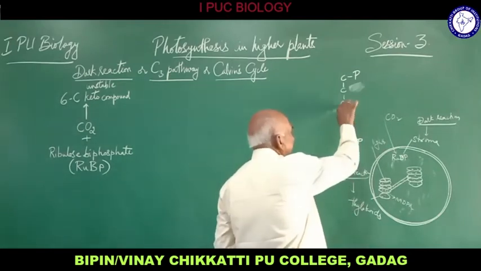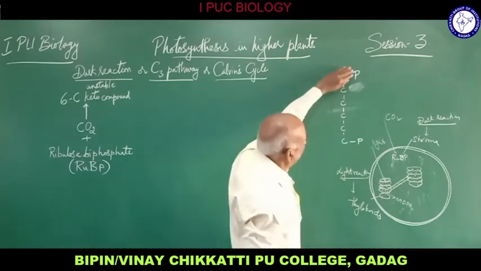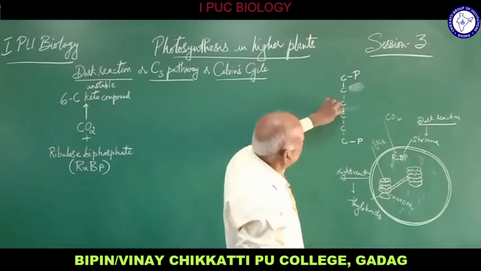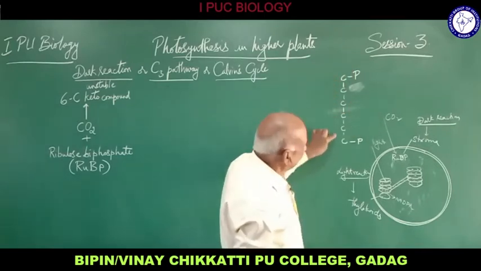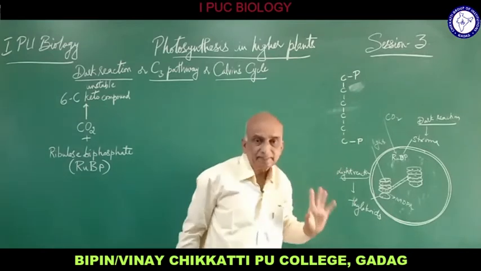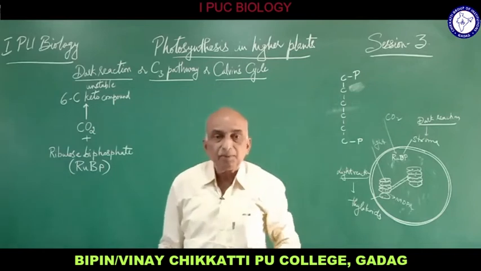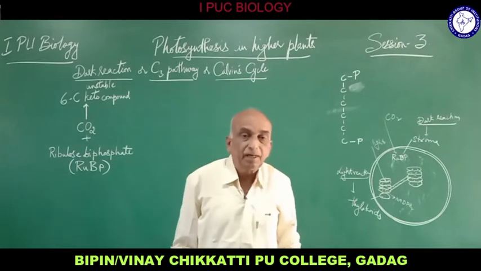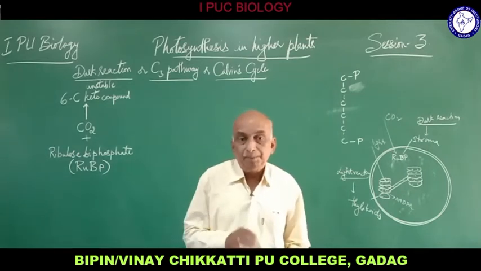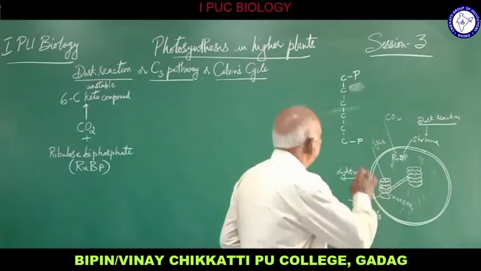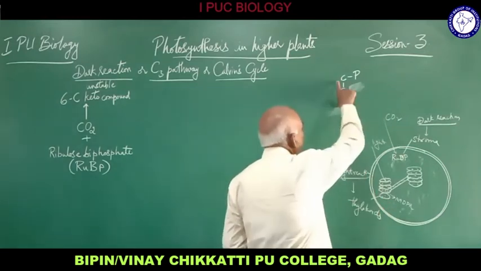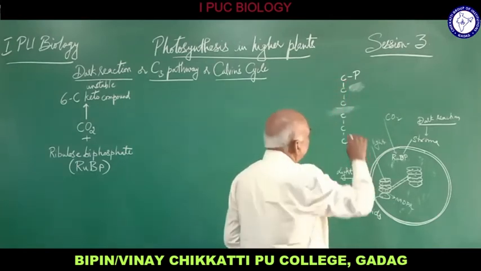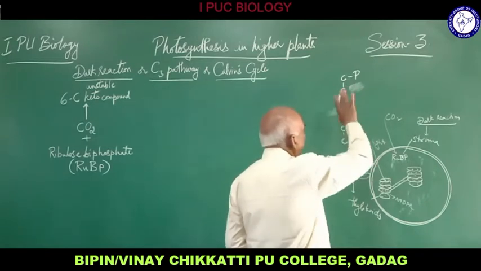Initially it was a 5-carbon ribulose biphosphate. Now when carbon dioxide is added to this, 1 carbon is added, and 5 carbon becomes 6 carbon. When the 6-carbon compound is formed, it is an unstable keto compound whose exact chemical nature is not known till today, because it soon splits into 2 compounds, each a 3-carbon compound. So this is one molecule and this is another molecule.